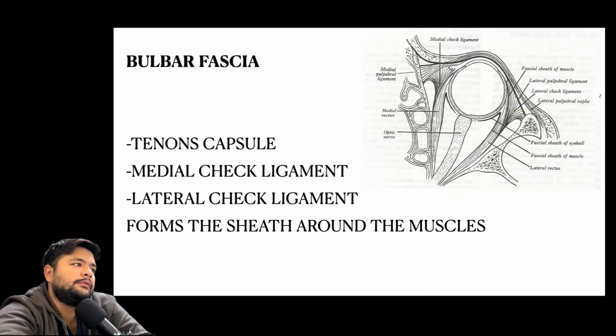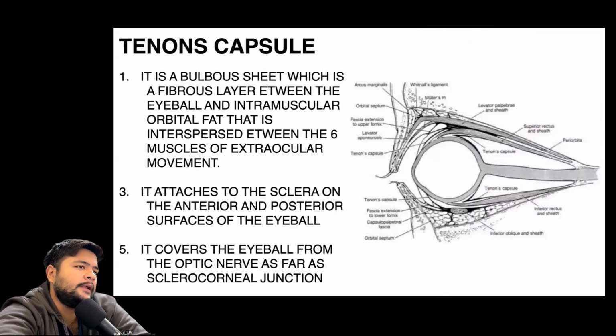Then coming to the bulbar fascia. The bulbar fascia comprises Tenon's capsule, the medial check ligament, and the lateral check ligament, and it forms the sheath around the muscles. So we will be discussing these structures in detail.